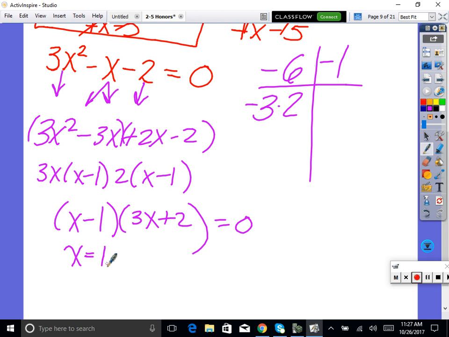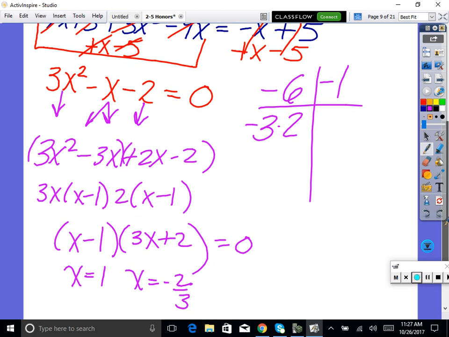So what are my solutions? X equals 1, x equals negative 2/3. Then we've got to check them. And guess what? That's the most missed problem on the test, is checking them correctly. So I'm going to scroll back up and check them.